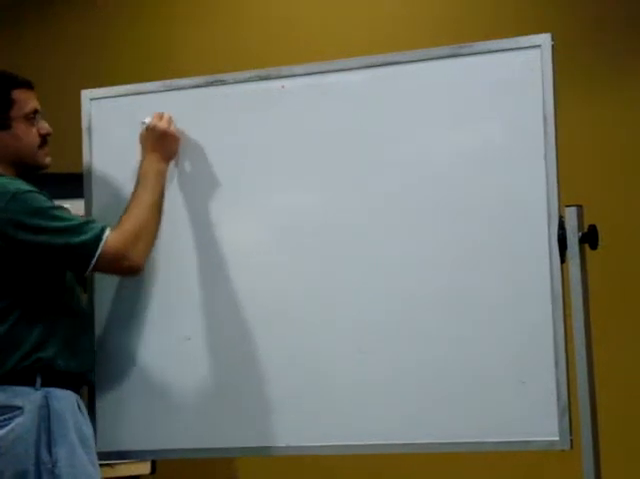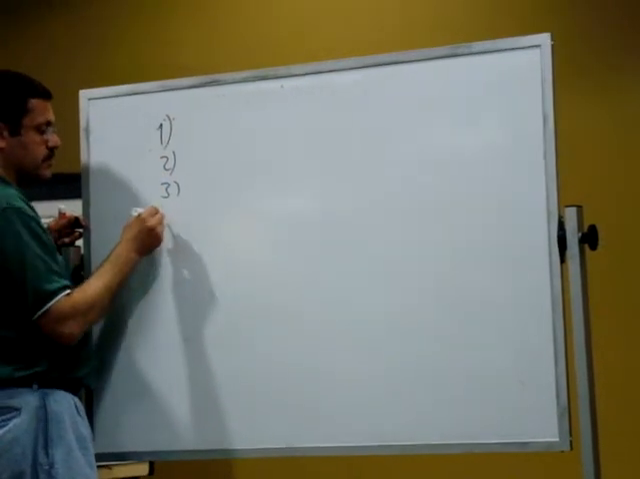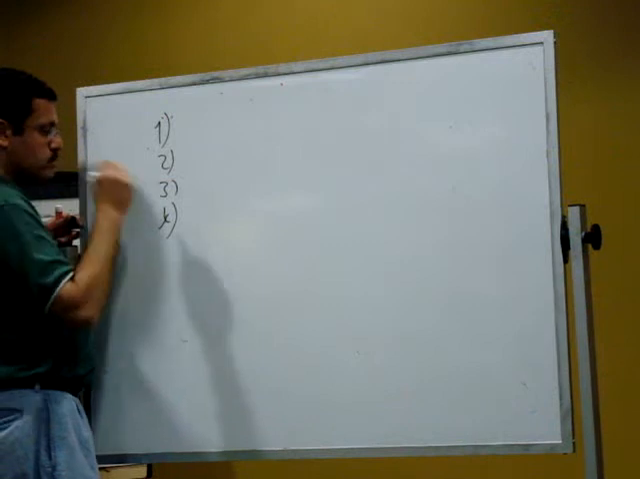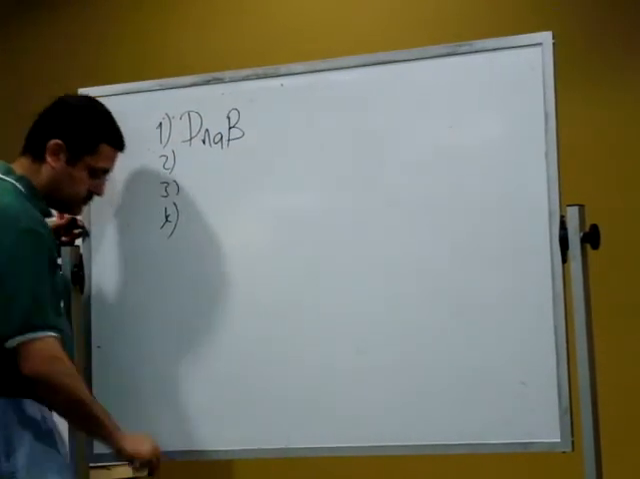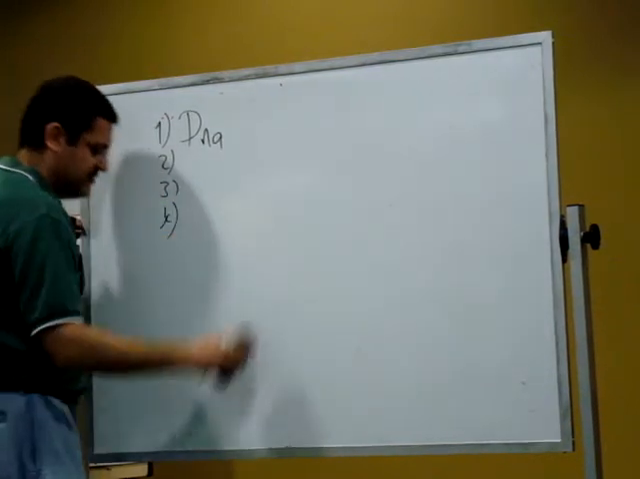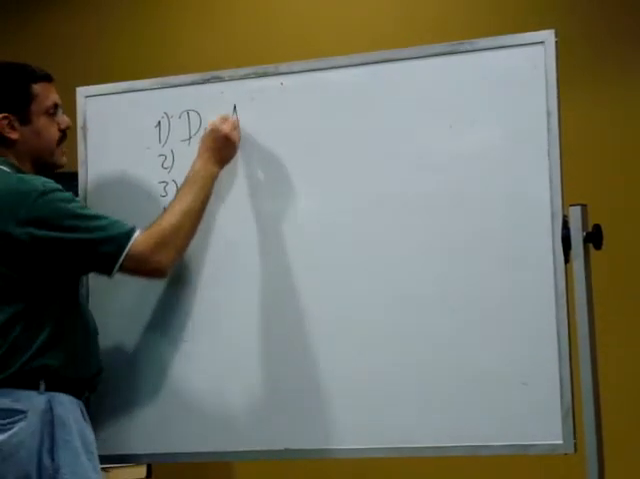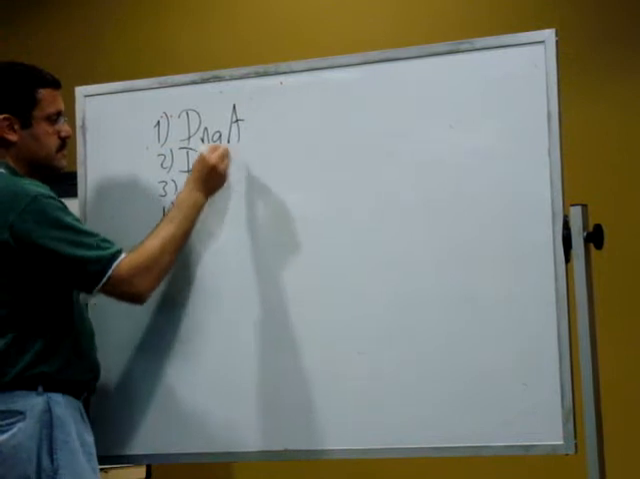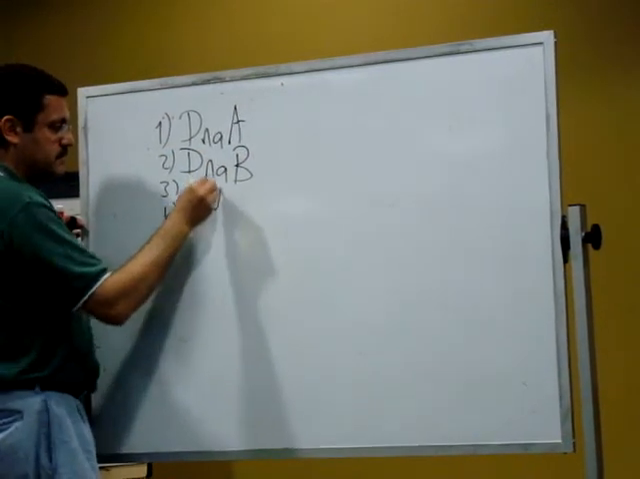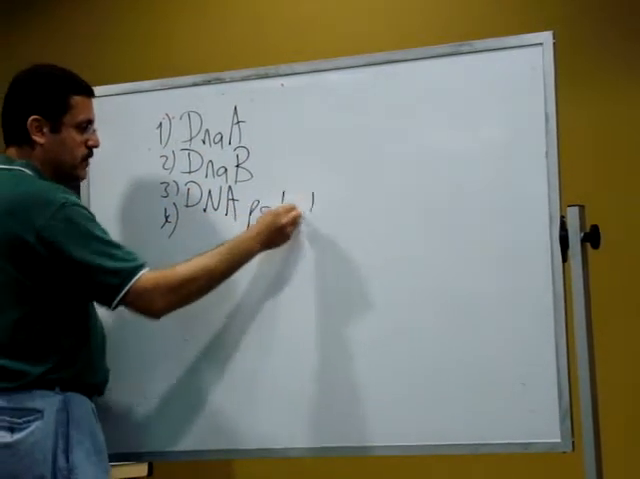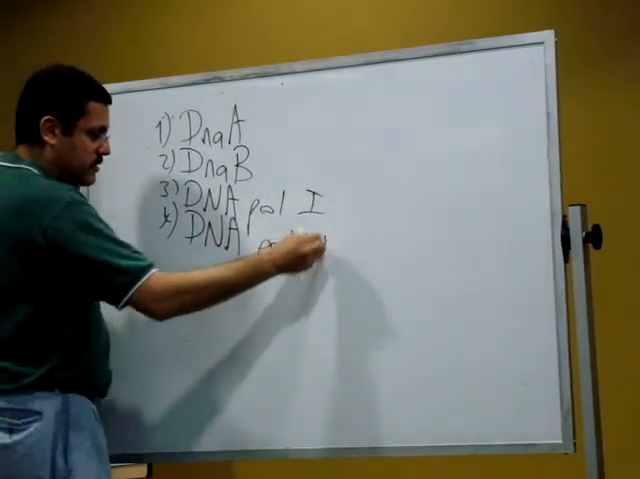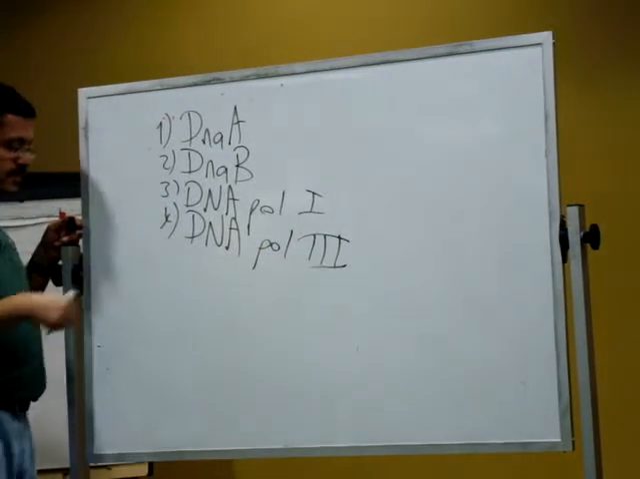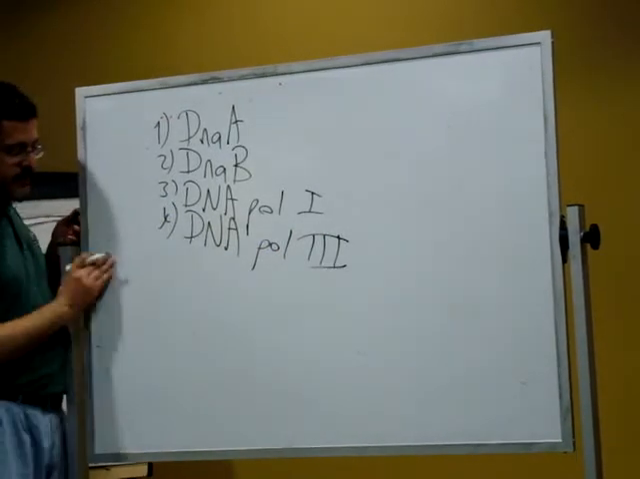Here are several enzymes, or proteins, let's put them in order: DNA A, DNA B, DNA pol 1, DNA pol 3. If we were to put these in order in bacterial DNA replication, what would it be?